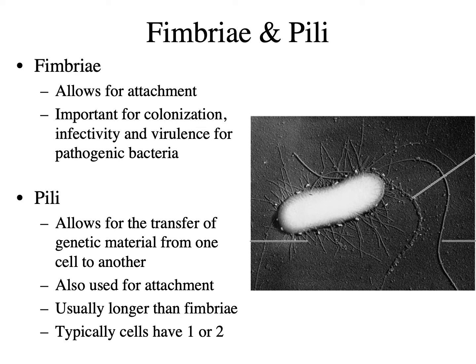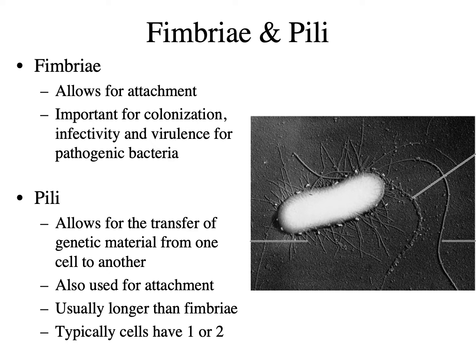Both fimbriae and pili are used for attachment. They have a sticky substance on them that allows the bacteria to stick to mucous membranes or stick to surfaces. In fimbriae, it also is important for colonization and infectivity, and it contributes to the virulence of the bacteria, especially for pathogenic bacteria. For instance, if you think about the bacteria that causes strep throat, the fimbriae that bacteria has helps it to stick to the mucous membranes within the throat.